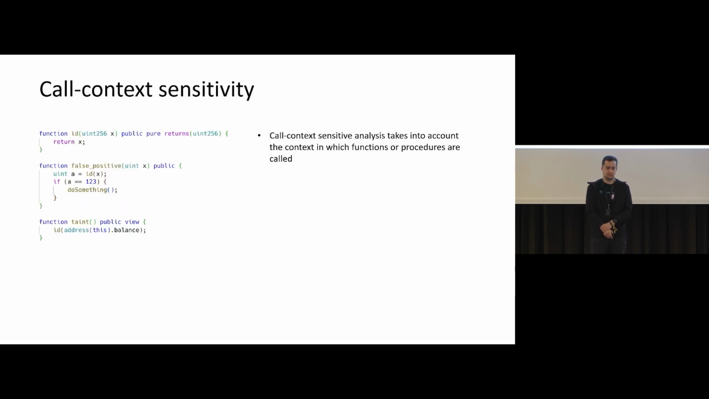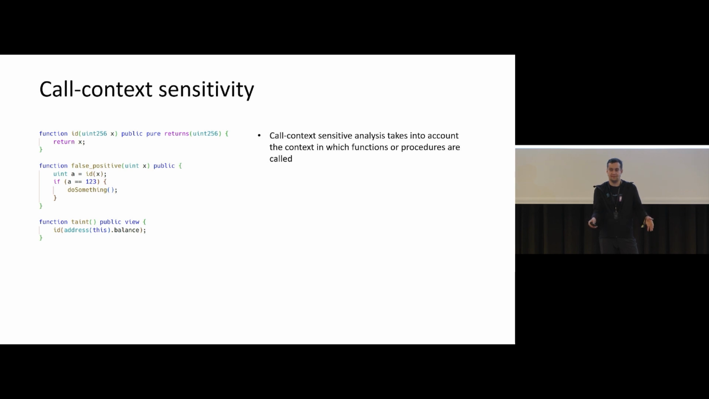And third, sensitivity we believe is very important is something called call context sensitivity, right? For example, here is this ID function that just returns the value you pass to it. And in one case, in one function, it's used, and then it strictly compares A, which is actually X, with a strict number, but it could be potentially tainted by a call done by a completely other function with the balance, right?